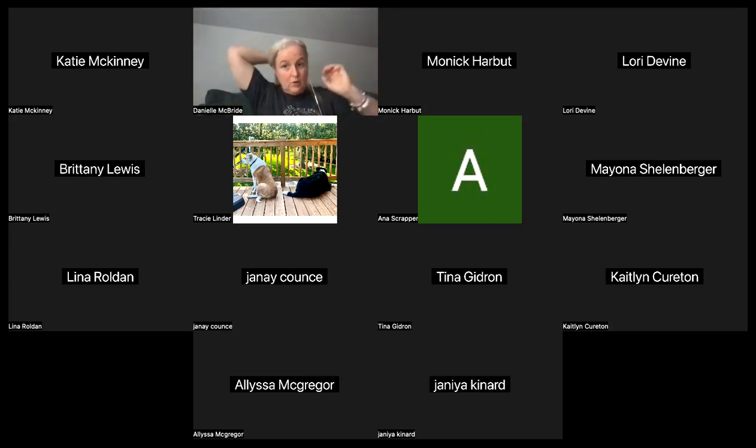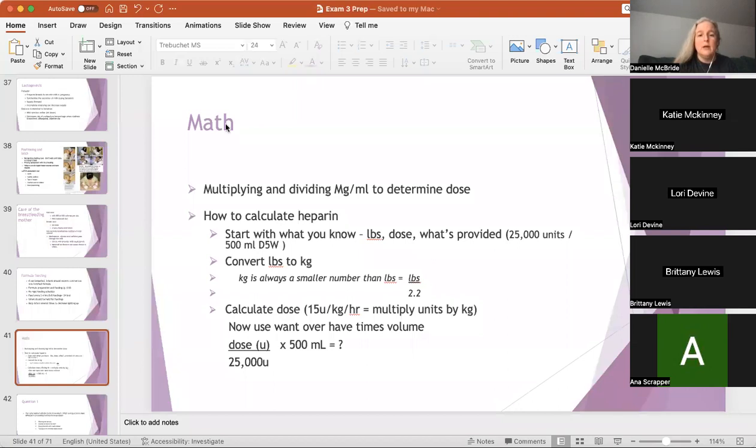Okay. And so what we're looking at for this is the doctor orders for your patient to start an IV heparin drip. So we're going to start with what we know. Let me go back to the slide. I start by writing down what I know. It says we want 18 units per kilo per hour. So I'm going to write down the dose, 18 units per kilo per hour. And then don't worry about the loading dose, okay?